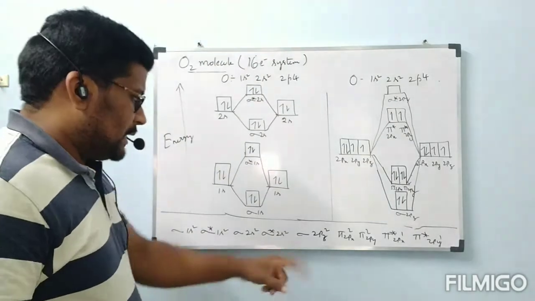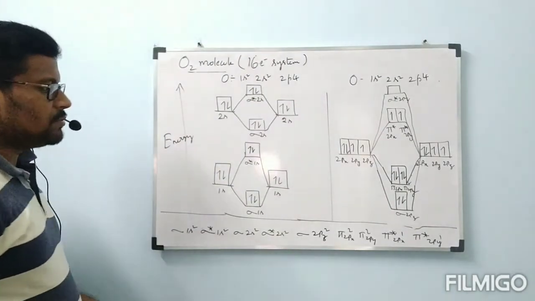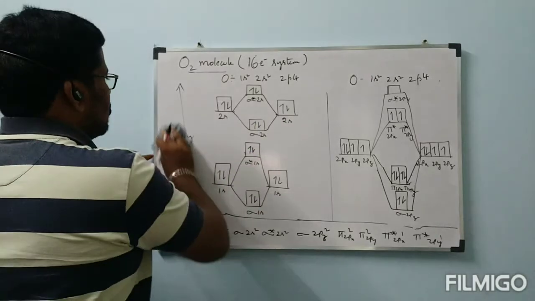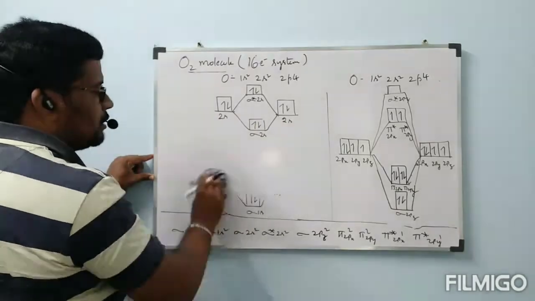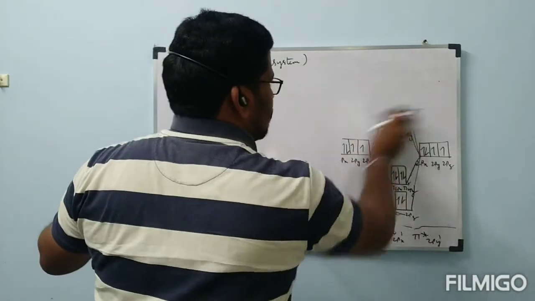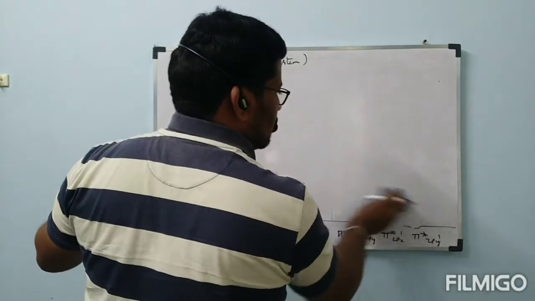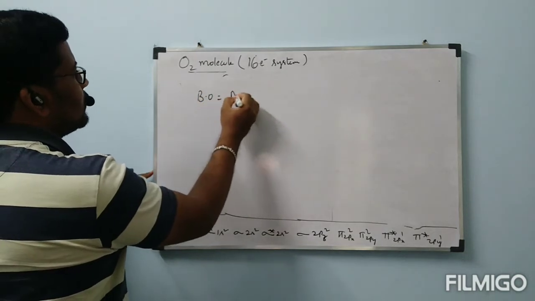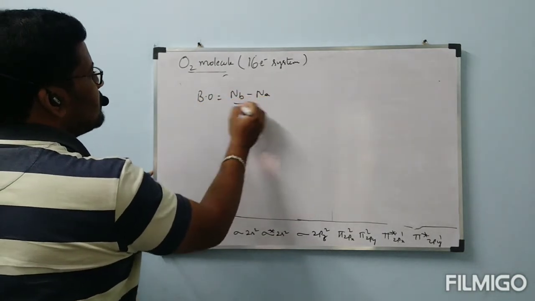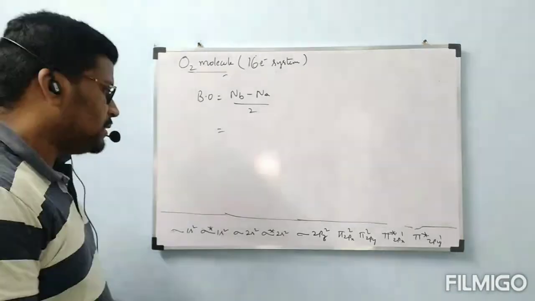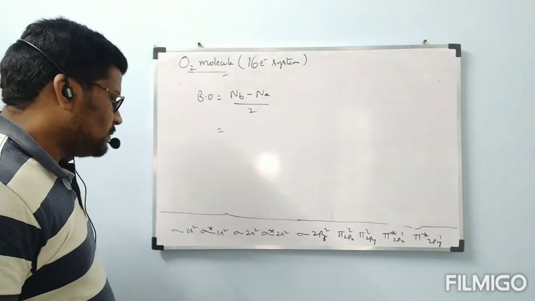Now coming to the bond order of the O2 molecule, let us see. I am going to rub this one now. Bond order is equal to (Nb minus Na) by 2, Nb being the number of electrons present in bonding molecular orbitals. Let us see what about that one.